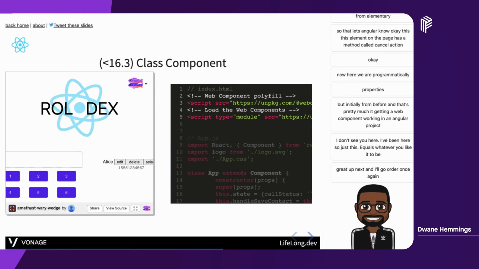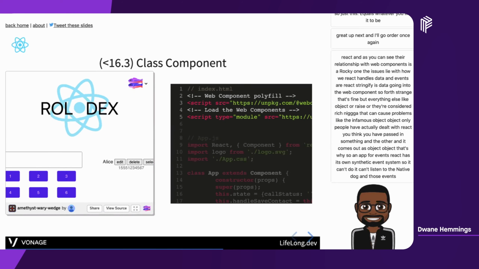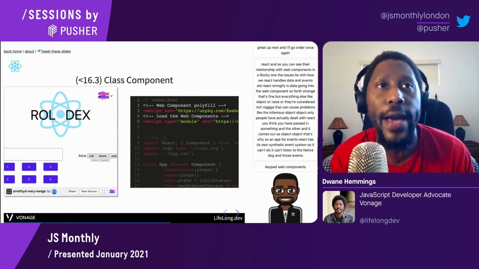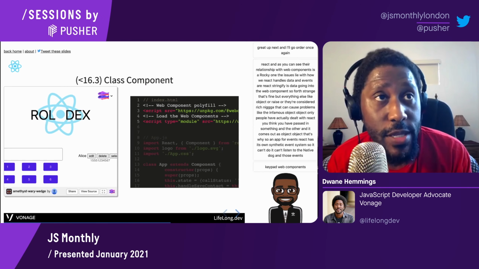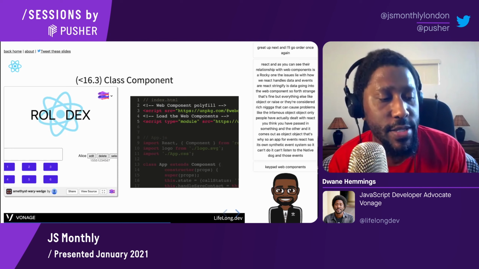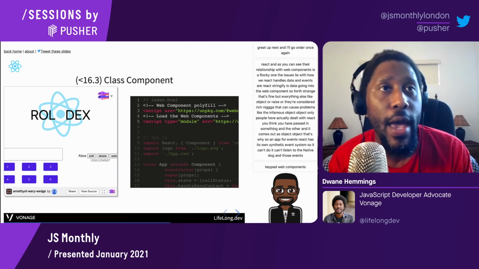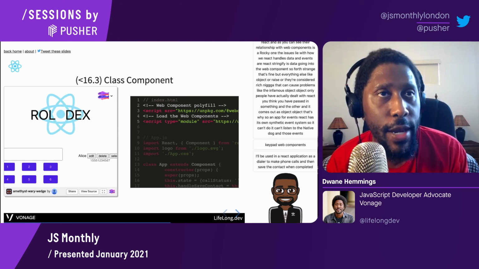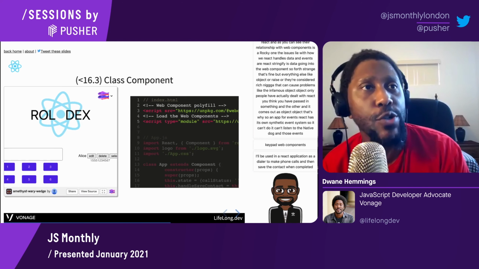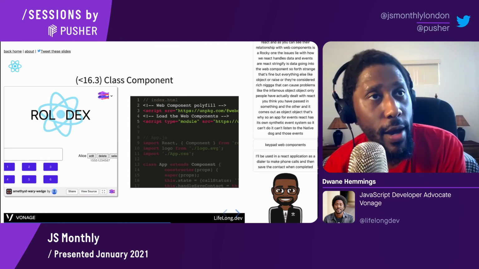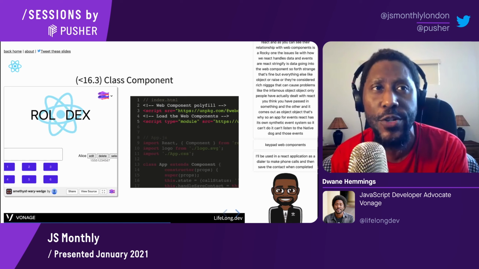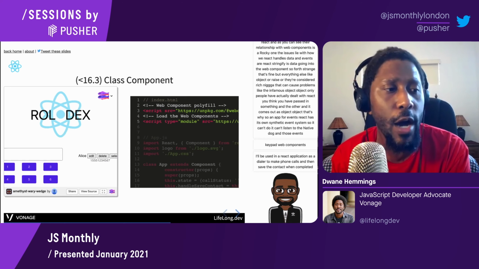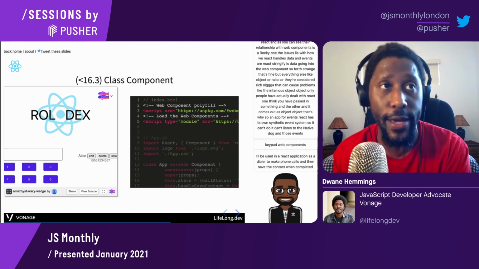Now, our keypad web component will be used in a React application as a dialer to make phone calls and then save the contact when completed. And so you can give it a shot. And no, you cannot actually make phone calls right now, but we go through how to actually make that happen in the blog posts using the Vonage Voice API.